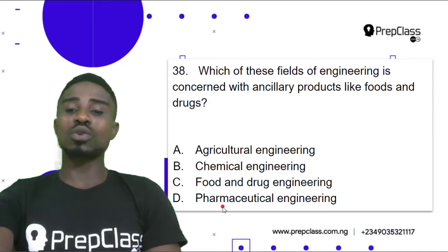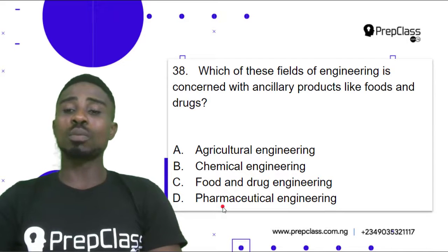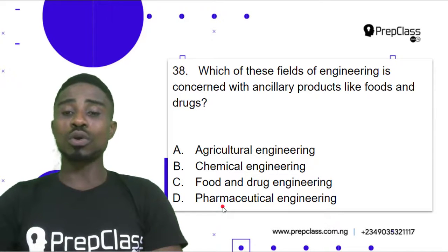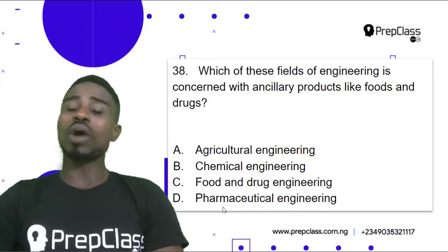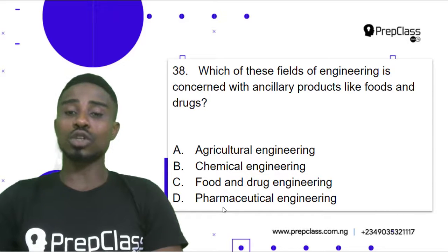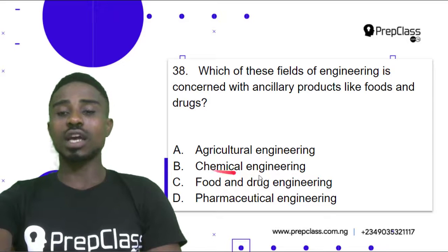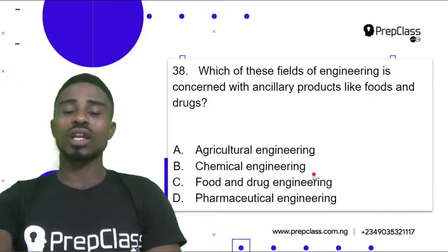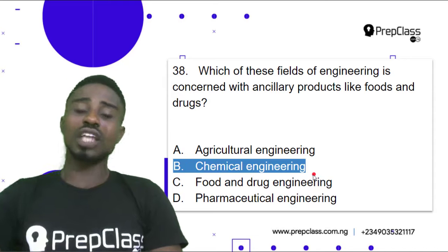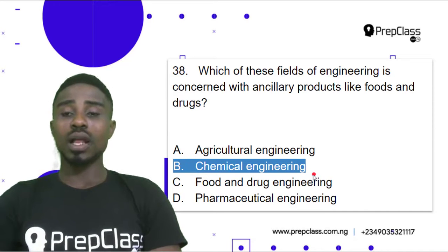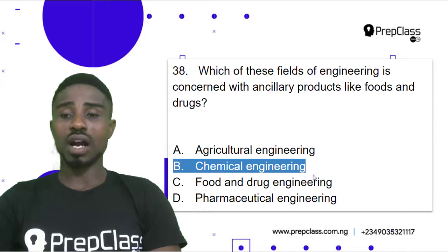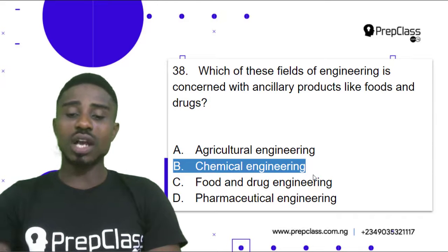So we have pharmaceutical engineering, which has to do with the production of pharmaceutical products like drugs. While our question is on food and drugs, the engineering that has to do with food and drugs is chemical engineering. Let's check it out. Question 38, option B, chemical engineering is our correct answer. Let's look at the next question.